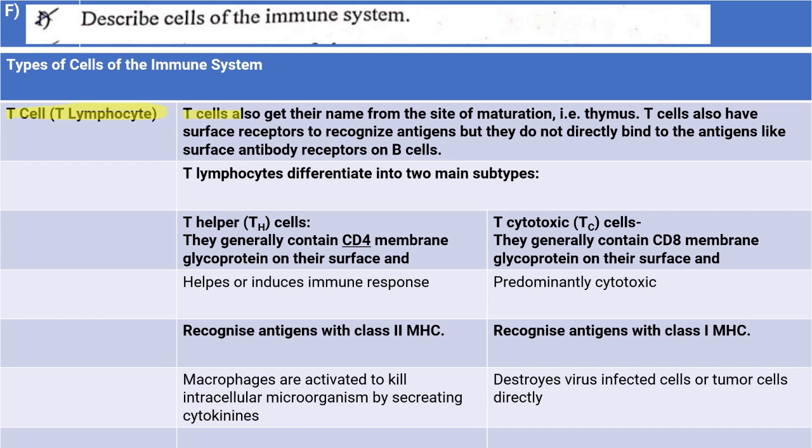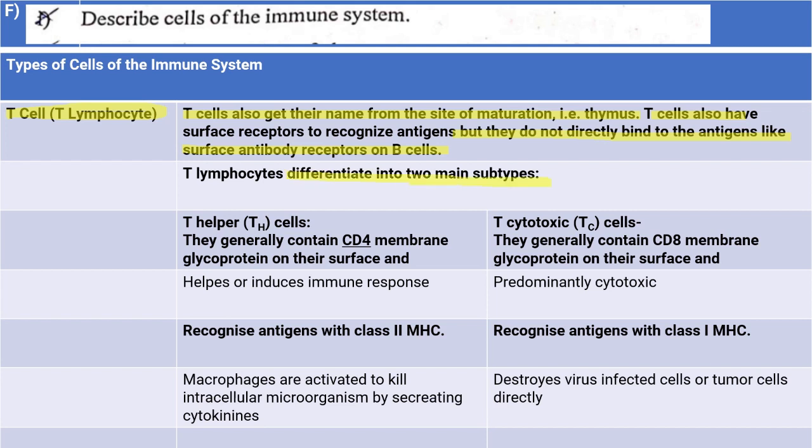T cells get their name from the site of maturation, that is the thymus. T cells also have surface receptors to recognize antigen, but they do not directly bind to the antigen like the surface antibody receptor on the B cell. They can recognize only processed antigen. It is not just like a B cell. Now the T lymphocyte differentiates into two main types.